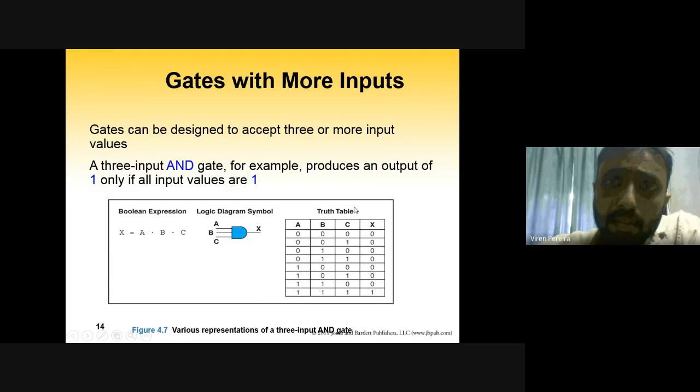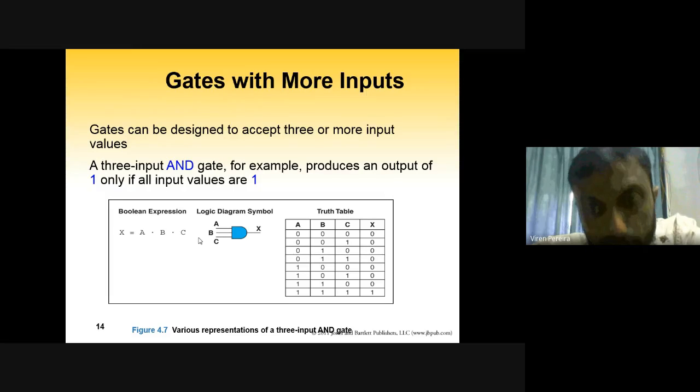So gates with more than 2 inputs. A 3 input AND gate would look like this. The Boolean expression would give us A into B into C. The logic diagram symbol would be A, B, C. So these are your 3 inputs and your output is X. So your truth table: 0 into 0 into 0 would give us 0. 0, 0, 1 would give us 0, 0, 1, 0 would give us 0, and so on. And only 1 into 1 into 1 will give us 1. So this is for the AND gate.